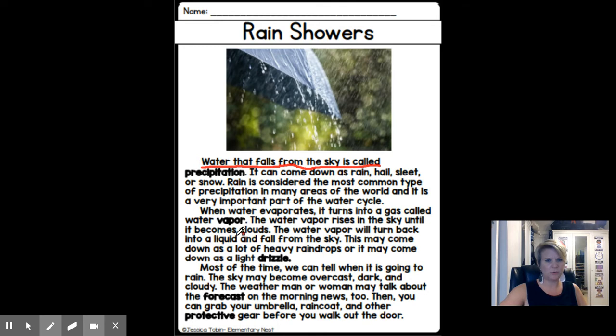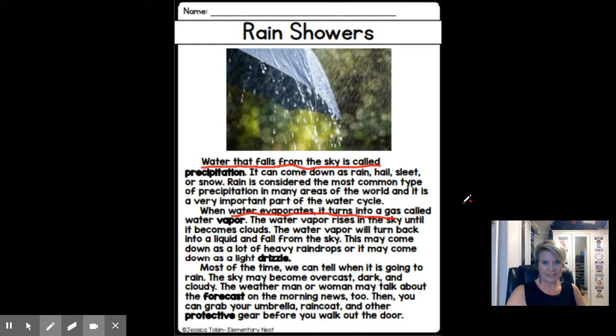Water vapor. I don't know what vapor means. So let me reread that sentence and see if there are any clues in that sentence. When water evaporates, it turns into a gas. So when water evaporates, it turns into a gas. That must be the definition. So I know vapor is water that has evaporated, that is now a gas.